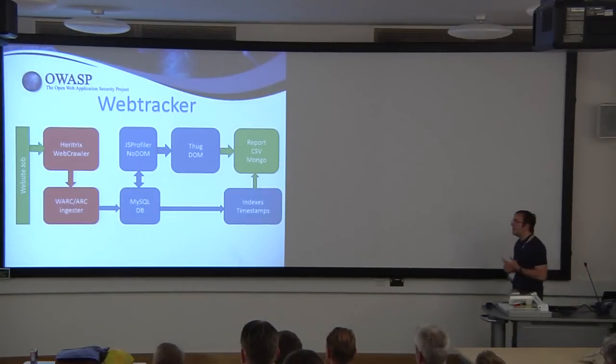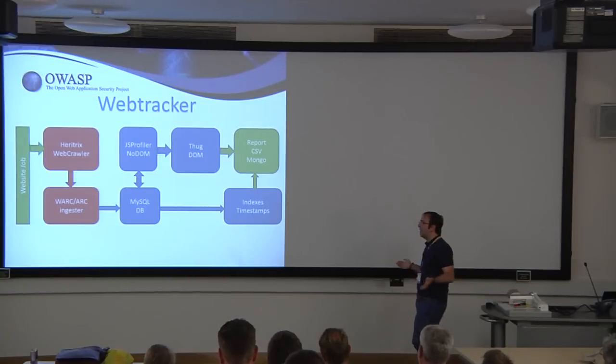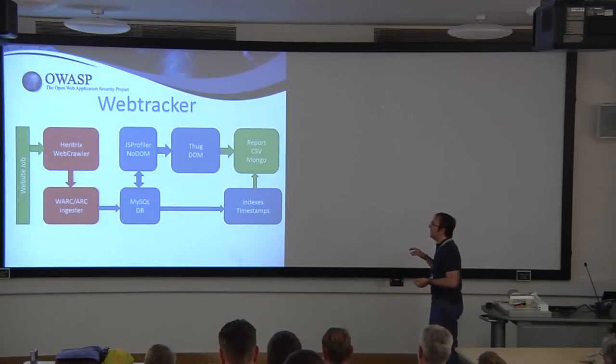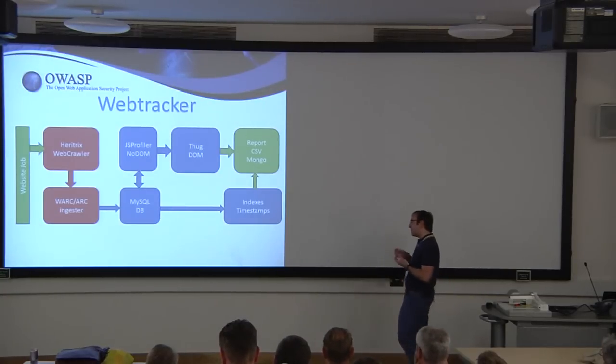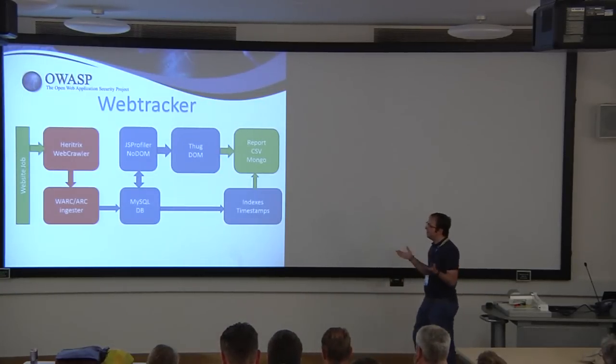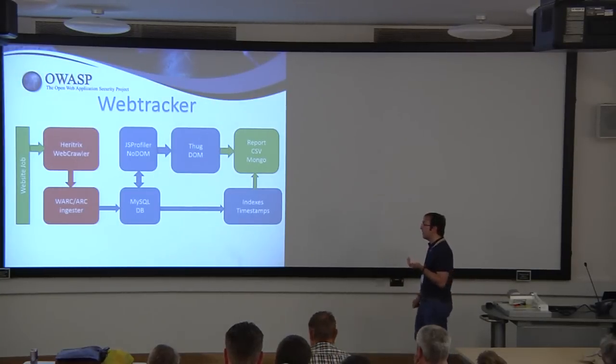So the architecture is quite simple. You have a job queue, you get all your URLs or domains that you want to monitor. It goes into Heritrix, which is a web crawler. Heritrix produces a sort of compressed mirror of your website. Then you have an ingester that takes this output. You have two file formats, WARC, or the old one, ARC. The ingesters index the entire thing in a MySQL database.